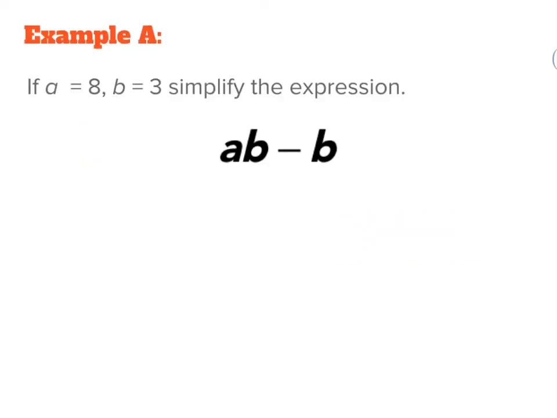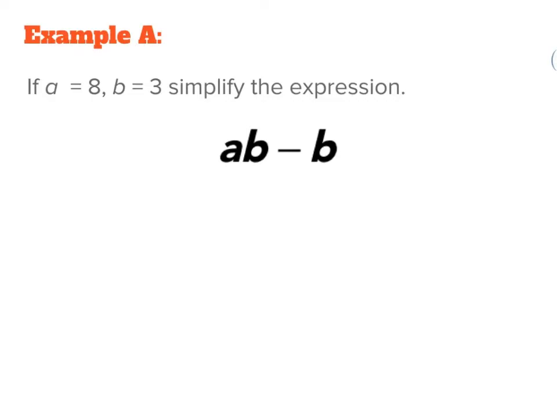So here we are at example A, and it says if A is equal to 8 and B is equal to 3, simplify the expression. So we're going to have to remember our two steps. Our first step is to substitute. So we're going to plug in the variables that we have there with the numbers that we were given. So we were told that A is equal to 8. We were told B is equal to 3, so we're going to plug those in, or substitute.